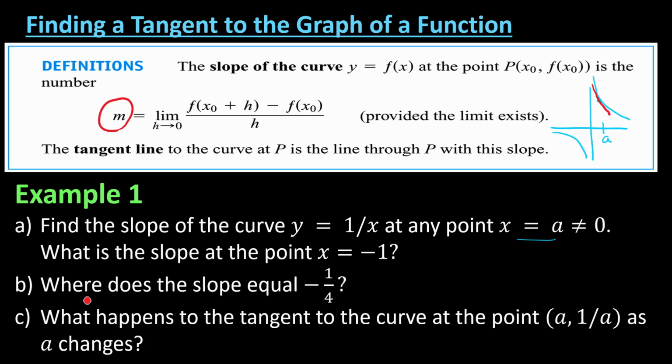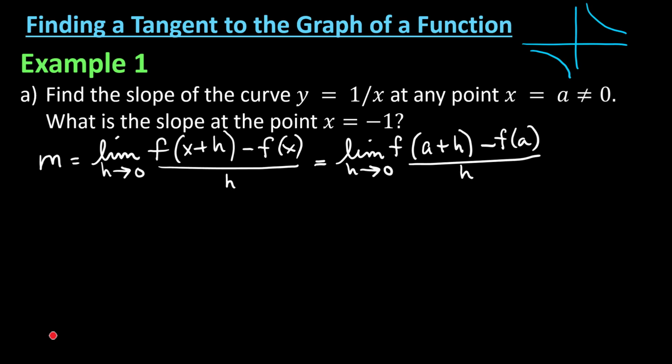Next, where does the slope equal negative 1 over 4? And what happens to the tangent to the curve at any point as your a changes? Well, let's go to the next slide and work on the first part, letter A. So find the slope. It's equal to f of x plus h minus f of x over h, taking the limit as h approaches 0.